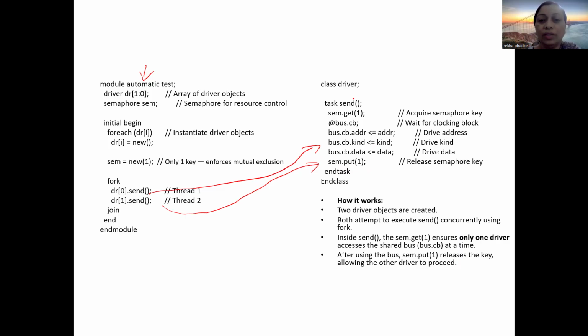Okay, so only one driver first accesses the bus, and then to the bus, you assign these values. And once it releases the key, only then the other driver gets access to the bus. So that is how the semaphore comes to our help, in order to avoid conflict when only one bus is available and two processes are trying to access the bus.